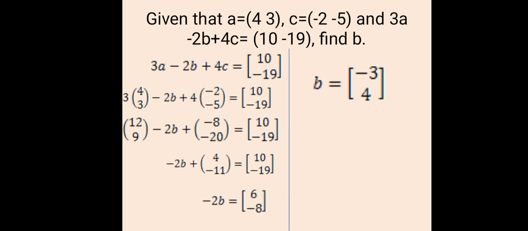Given that a is equal to (4, 3), c is equal to (-2, -5), and 3a minus 2b plus 4c is equal to (10, -19). Find b.